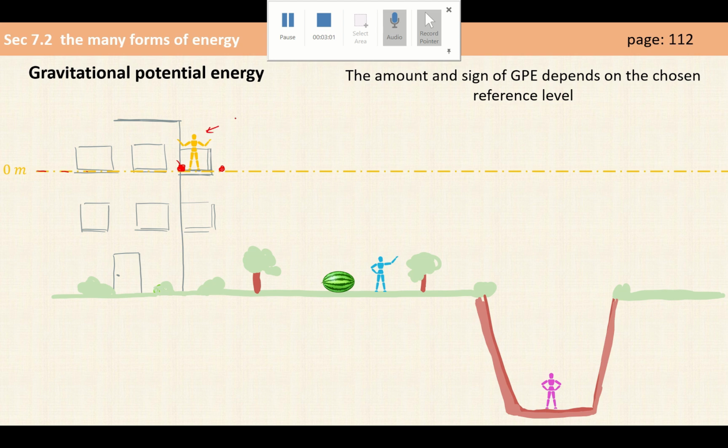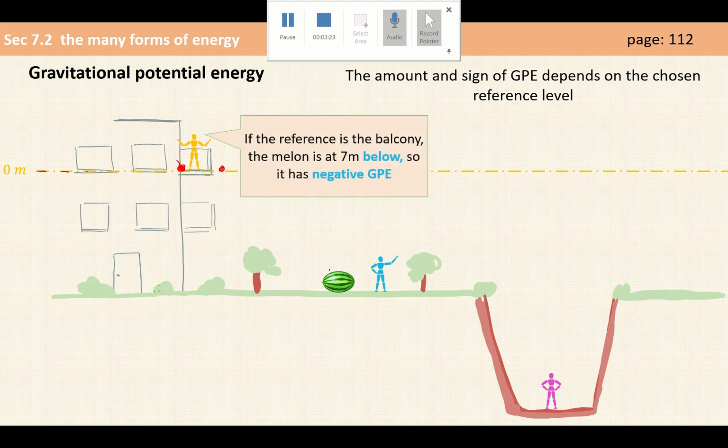So the gravitational potential energy stored in this person according to this reference level is 0 as well because he's on the reference level. But how much is the gravitational potential energy of this watermelon if you chose this reference level? You can see now that the watermelon is below the reference level. You can see that it is, for example, 7 meters below.